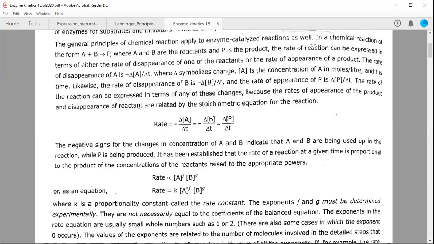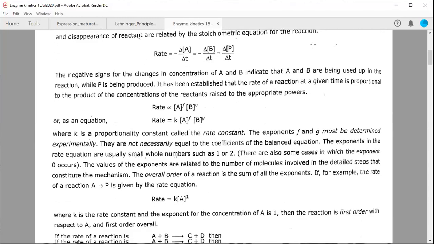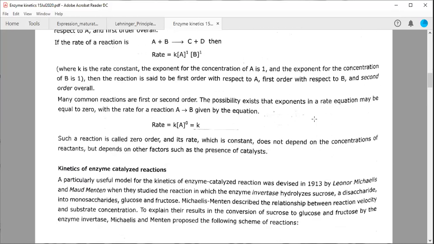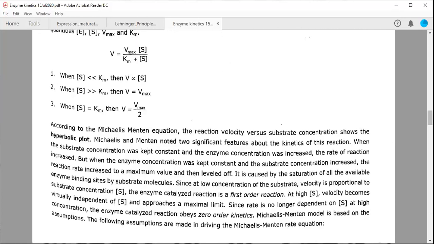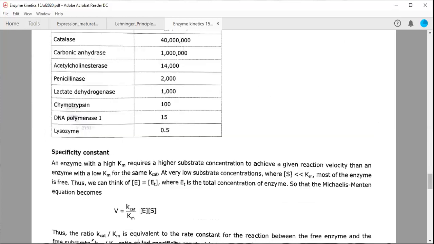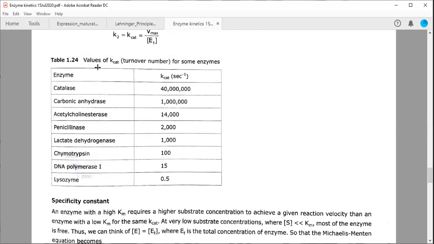Some of the simplified reactions are shown. So how much is the rate of reaction? Some values are given in this table. Catalase has the maximum turnover number. Here there are some values of turnover number for some of the enzymes, and you can see catalase has the highest value, something like 4 into 10 to the power 7. This is per second. This is the kcat value or the turnover number.